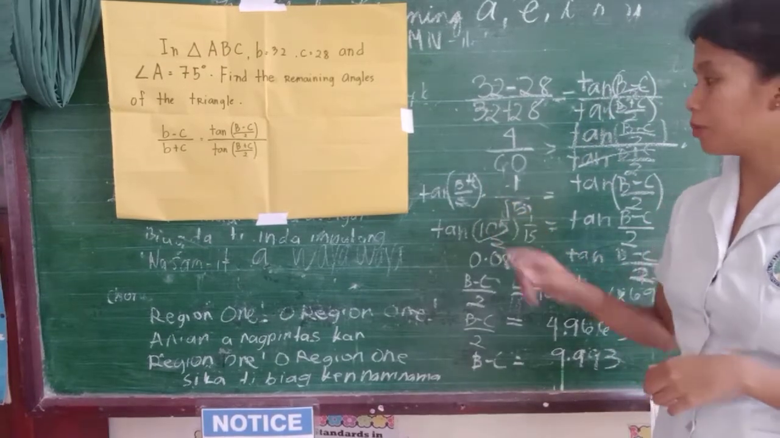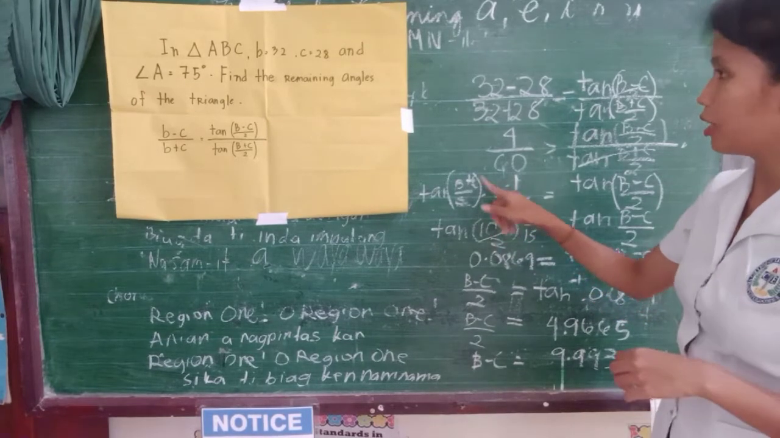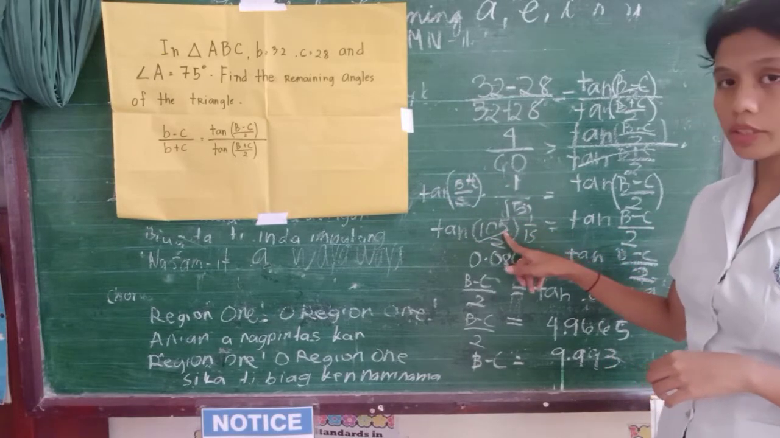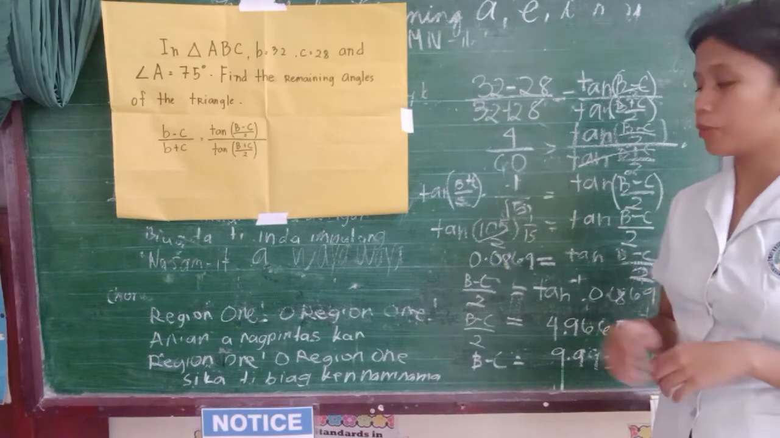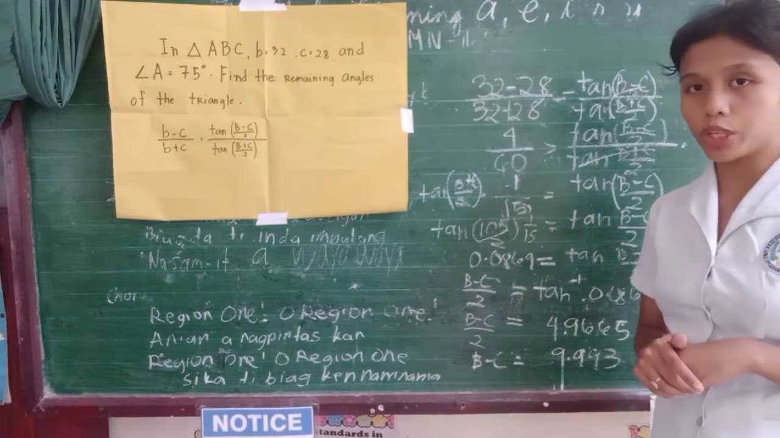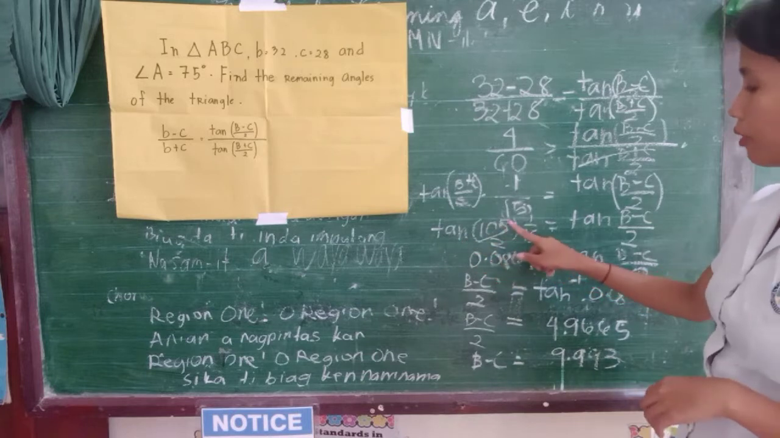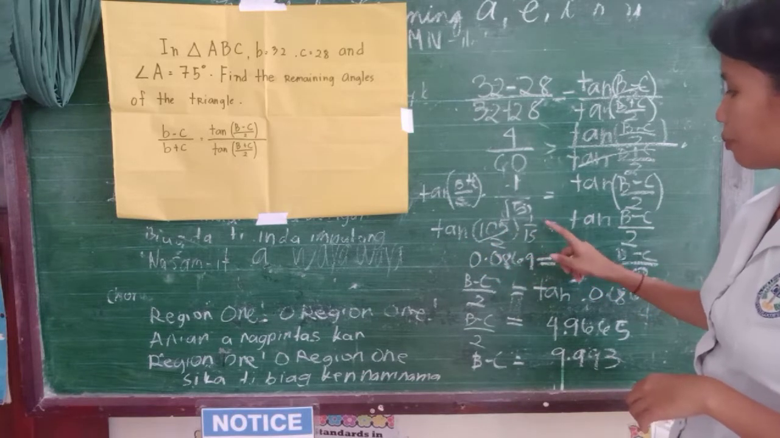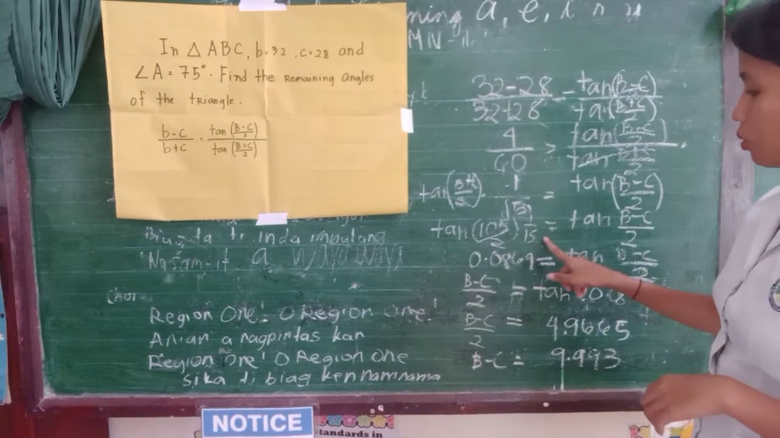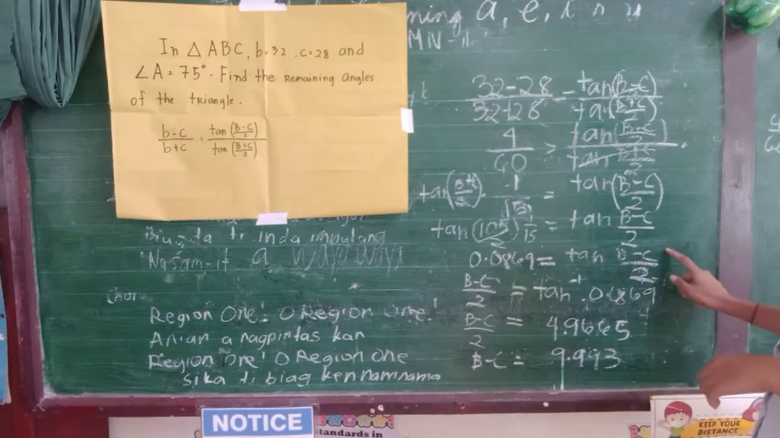Determine B plus C. The sum of angles B plus C is equal to 180 degrees minus the measurement of angle A, which is equal to 105 degrees. Replace B plus C with 105 degrees and simplify. We will use a scientific calculator to do the calculation. So, tangent of 105 over 2 times 1 over 15 equals tangent (B minus C) over 2. So it will be 0.0869.